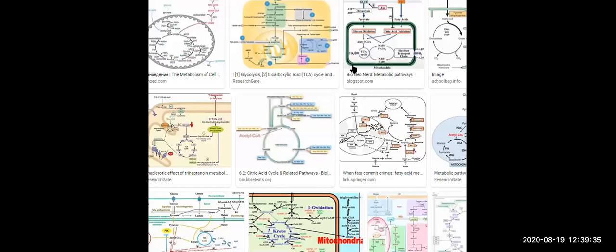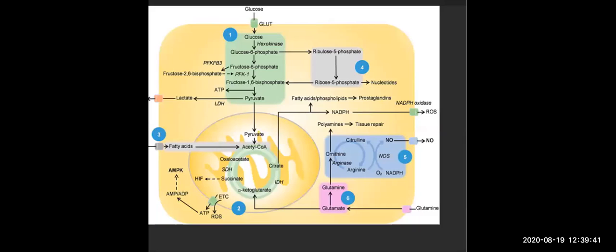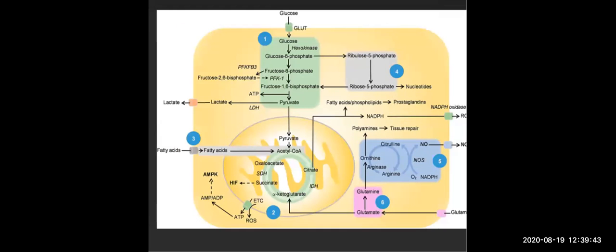This picture was much better than others. So let's see it in this picture. Okay, you see here now. This is your TCA cycle, and this is your mitochondria. They have drawn this whole thing is your cell, and this is your mitochondria.